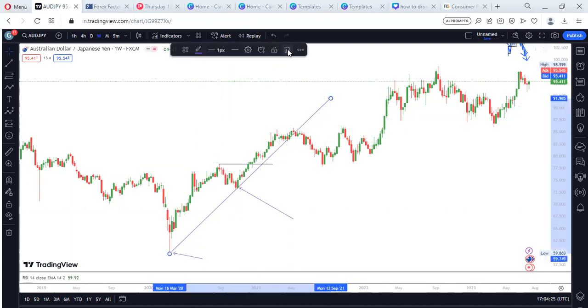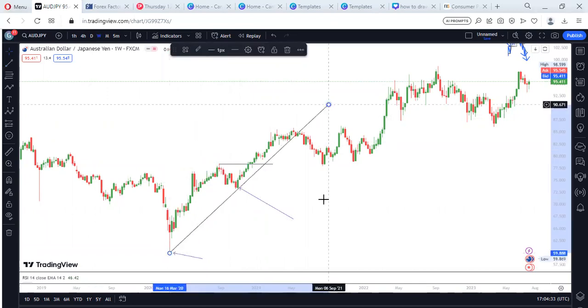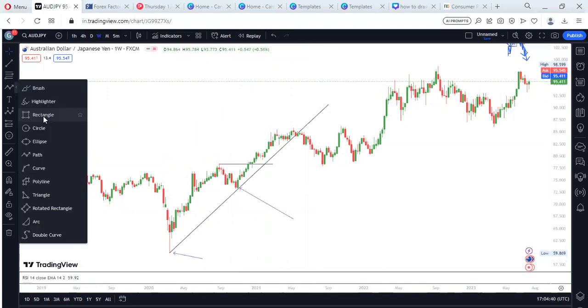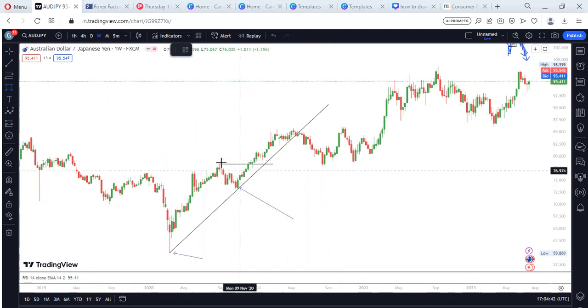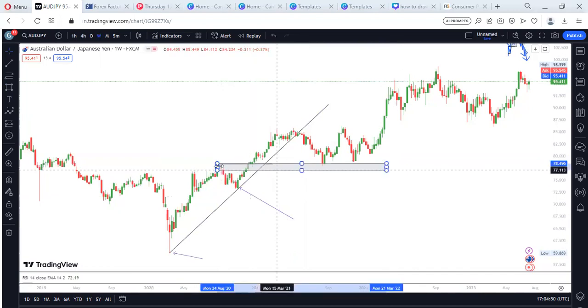Okay, let me use a proper trend line. So I get this here, and then plot my trend line like this, right? Very neat. So I will be looking for a buy around this zone, right?